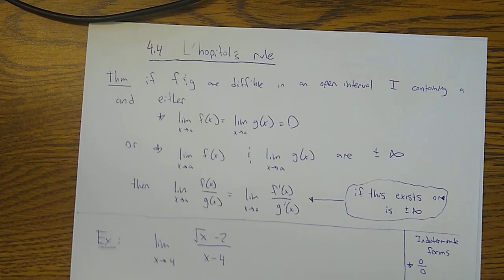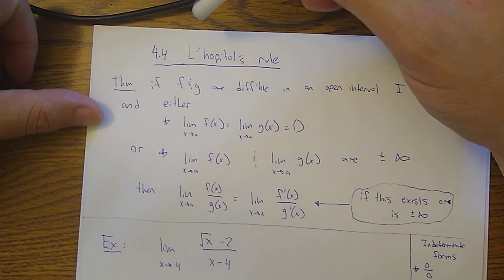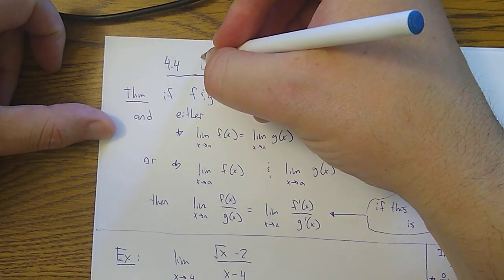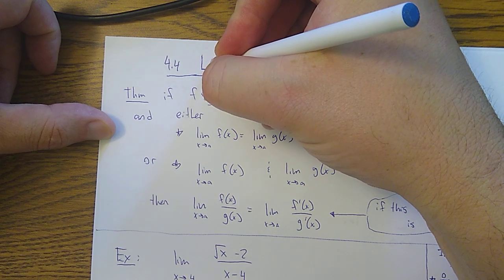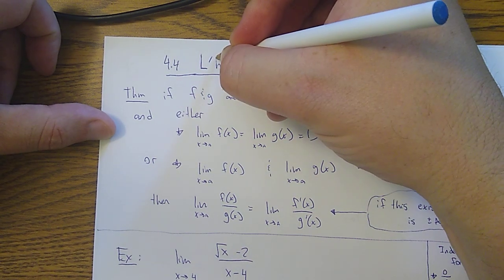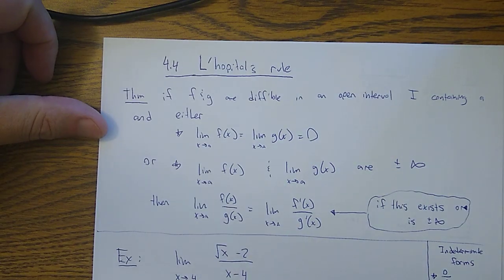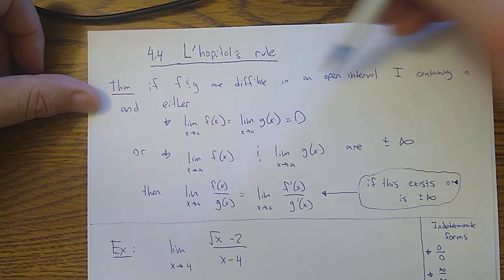Okay, so this is about L'Hopital's rule. That's how you say this. L'Hopital's rule is a theorem that's going to help us find limits that we maybe would have had a tough time finding before. Here it is.